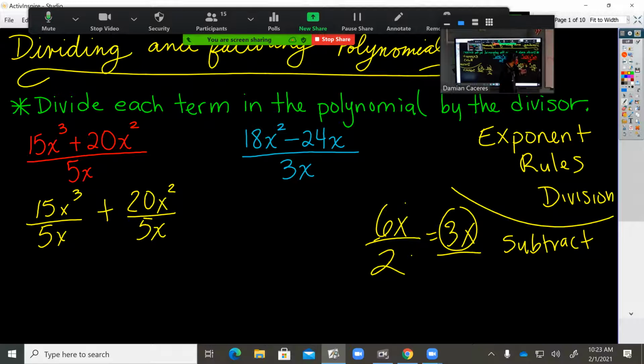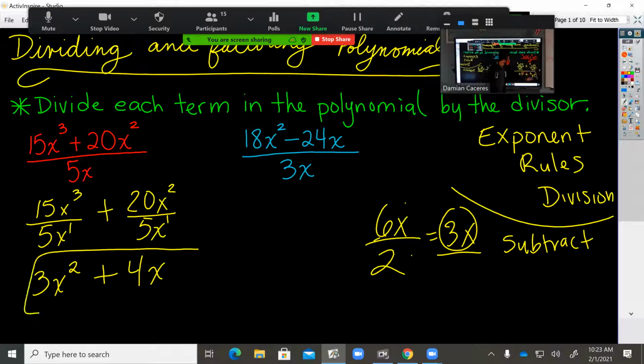So divide the numbers, subtract the exponents. 15 divided by 5 is 3, and we're left with x to the second power, because 3 minus 1 is 2. Now you bring down your positive. 20 divided by 5 is 4, and x squared divided by x to the 1 is x to the 1. So x, you don't have to put the 1 exponent. This is your answer. Simple enough. You're dividing both terms by the 1 on the bottom.